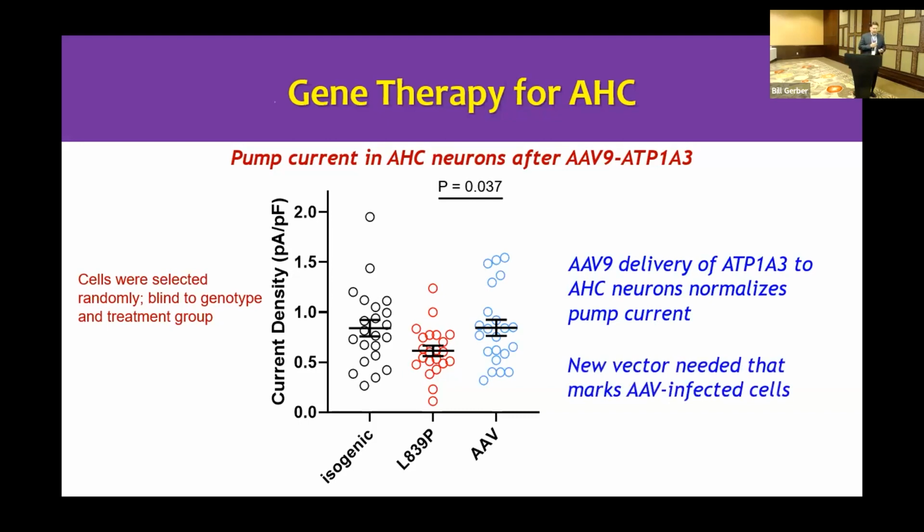Now, what's holding us back a little bit here is it's not a perfect experiment. We're kind of blind to what cells were infected, and that reduces the power of the experiment. And so we really would love a new vector that allows us to mark the infected cells so that when we're doing these single cell measurements like pump current or other electrophysiological readouts, we can pick the cells, this cell's been infected, that one hasn't, and then compare them in the same dish. So that's a need that we have at the moment.